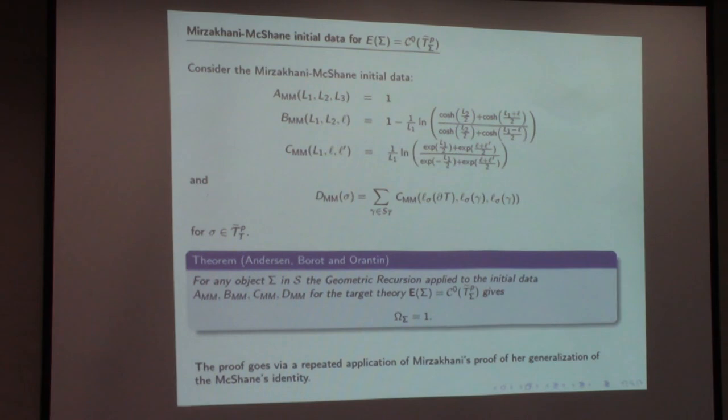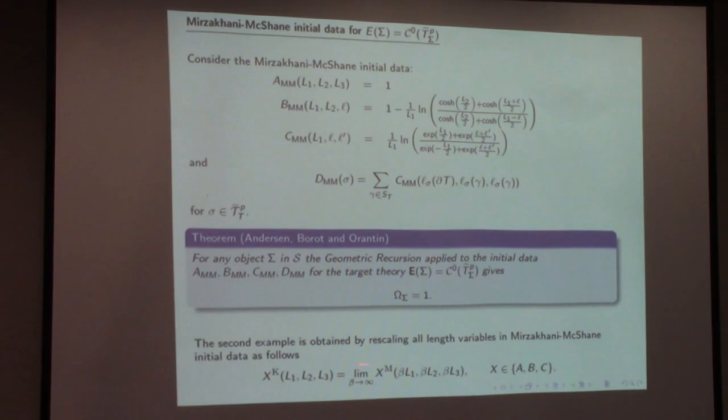Okay. One thing you can do to this initial data is you can scale it this way here. Just take a beta and scale your arguments and evaluate the initial data on the result and let beta go to infinity.